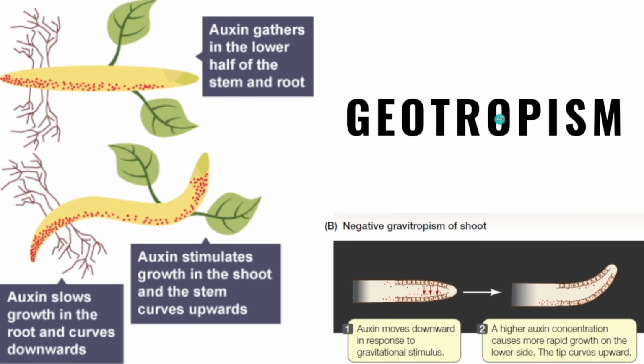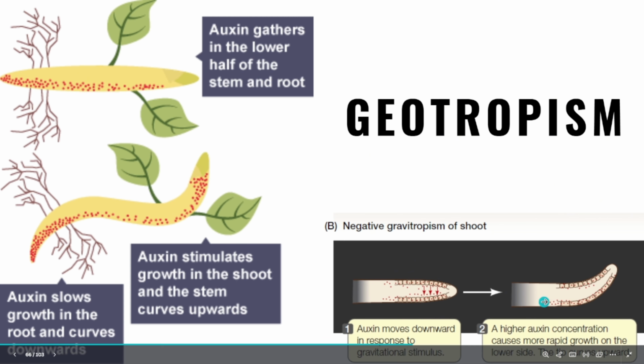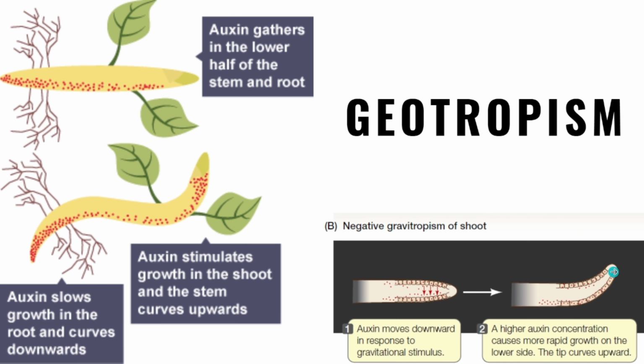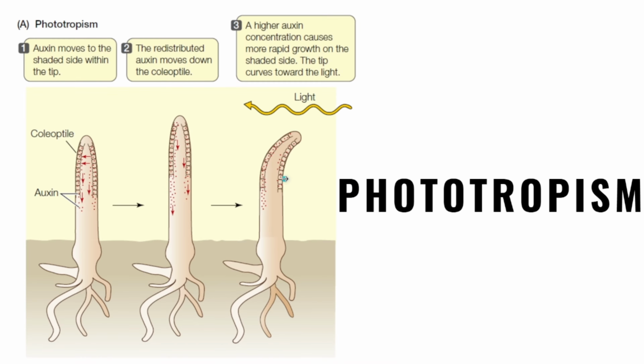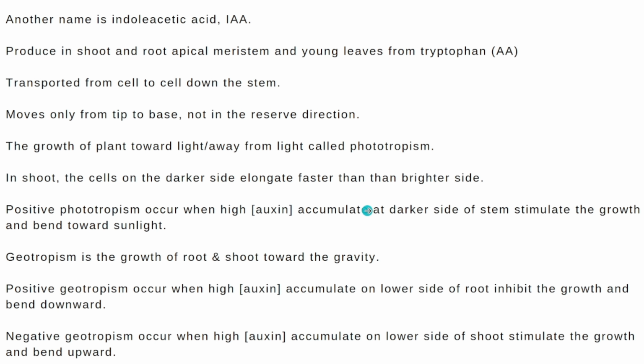And another one is geotropism, right? Auxin accumulates at the lower side, and the higher auxin concentration causes more rapid growth on the lower side, so the tips curve upward. But for the root, auxin is accumulated at the lower side, but growth is slow. So in general, from this experiment, you can know that auxin provides growth for the shoot, and inhibits growth for the root.